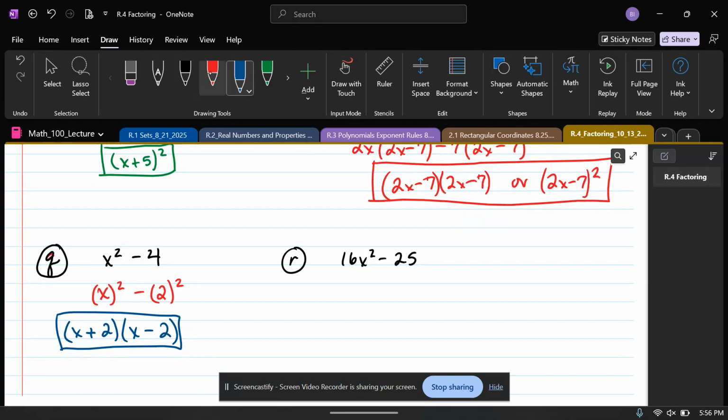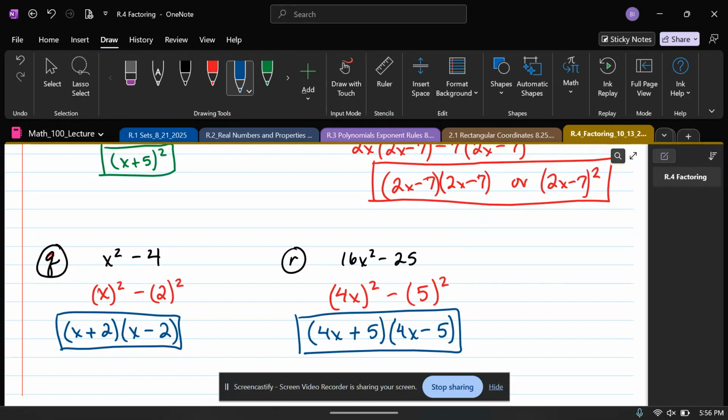I want to rewrite it as something squared minus something squared. So what's going to give me 16x squared? 4x. What's going to give me 25? 5 squared. Okay. So then I get to take my shortcut. 4x in the front, 5 in the back. 4x in the front, 5 in the back. One's a plus, one's a minus.